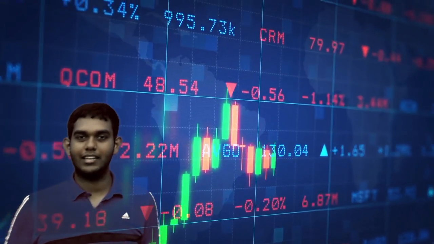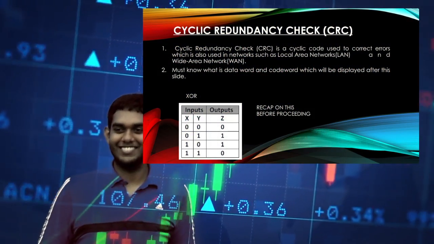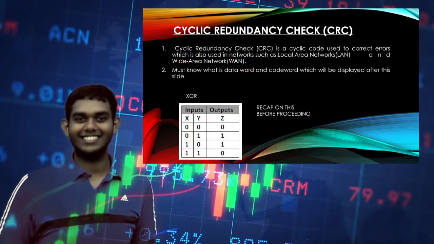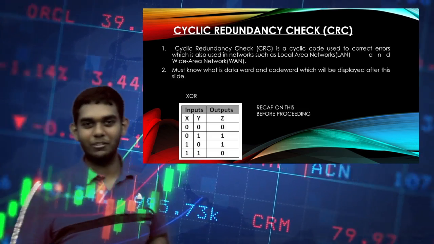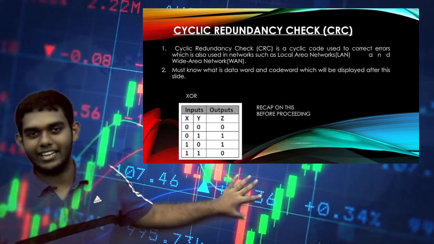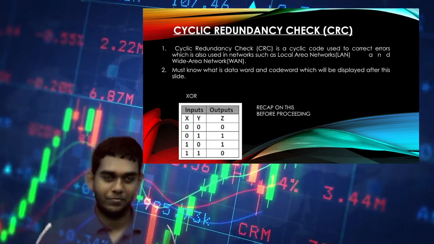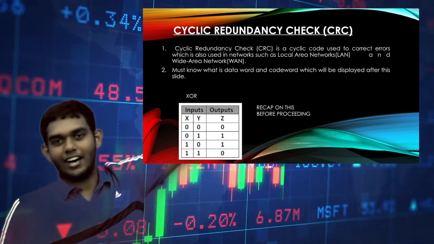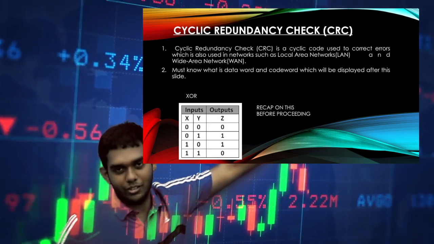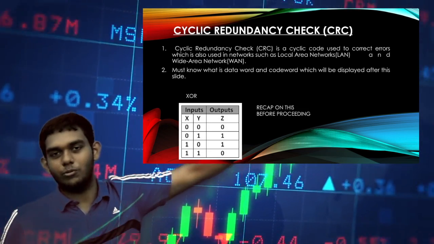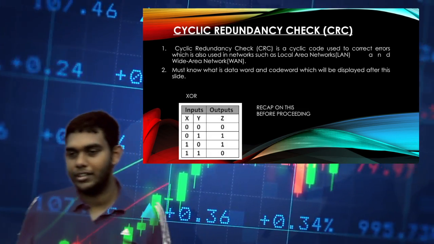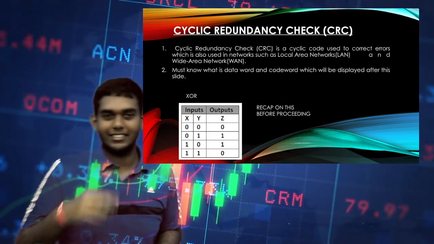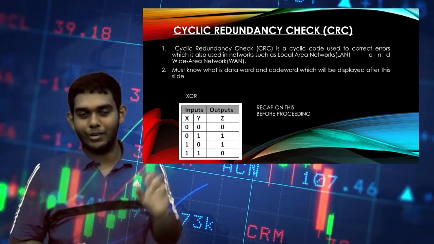My name is Mugilan. Today I'm going to present about CRC, which is an abbreviation for Cyclic Redundancy Check, which is used to correct errors, and it is normally used in LAN and WAN, local area network and wide area network. Before I proceed to the next slide, I want to recap about XOR, with the inputs 00, 01, 10 and 11. What is the output for each input? You also must know what the data word and code word are.